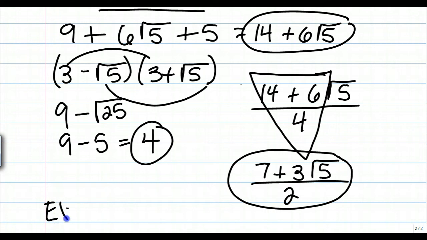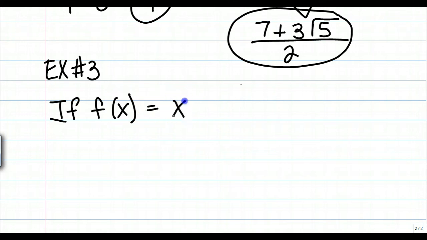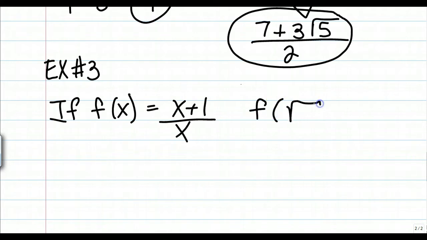Example number 3. It says, and this is the last one, if f of x equals x plus 1 over x, and it tells you that f equals radical 3 plus 2.